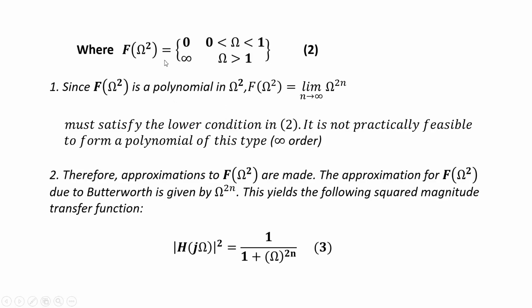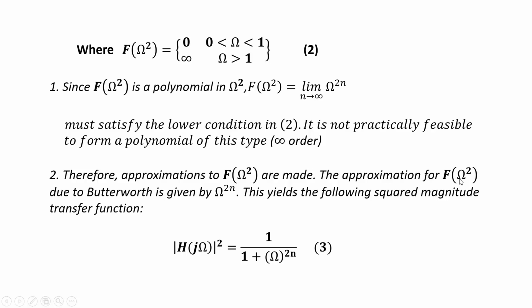Lower condition means it must go to infinity. That's why the full response will become 0. It must satisfy the lower condition in equation number 2. It is not practically feasible to form a polynomial of this type because it will require an infinity order polynomial, right? So therefore approximations to this f omega squared are made.